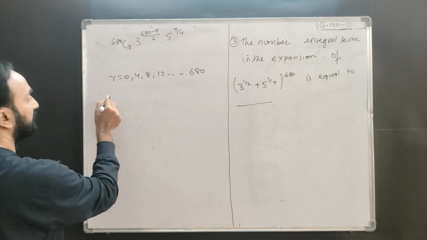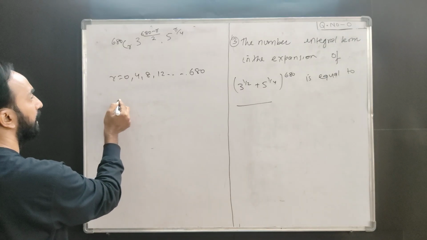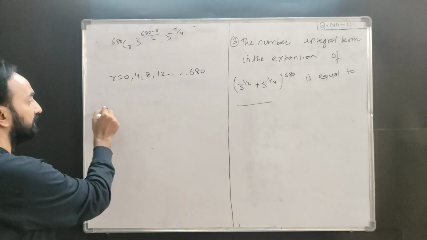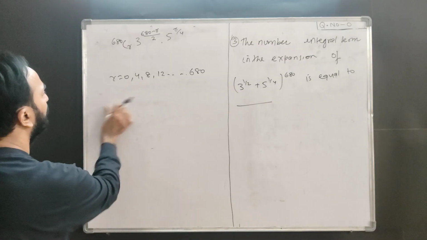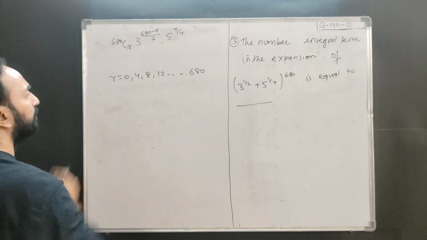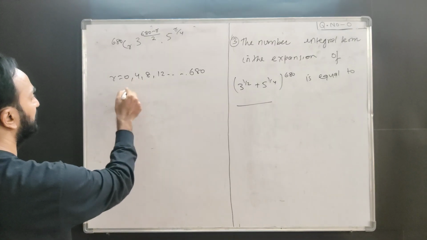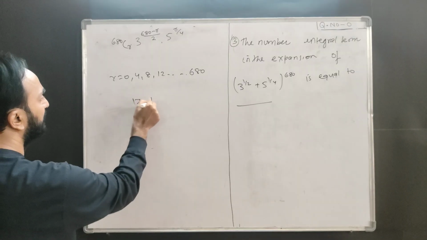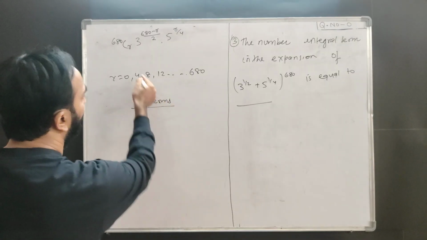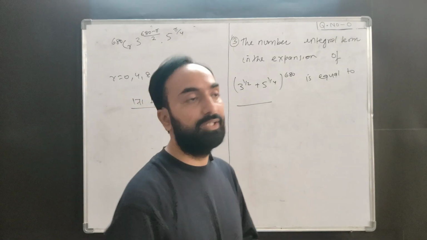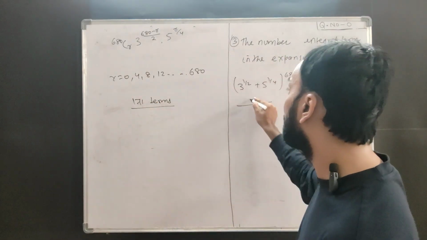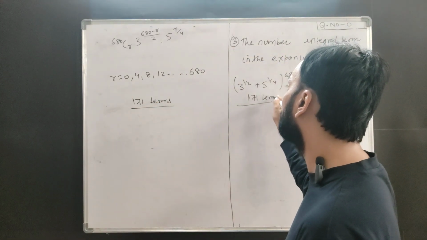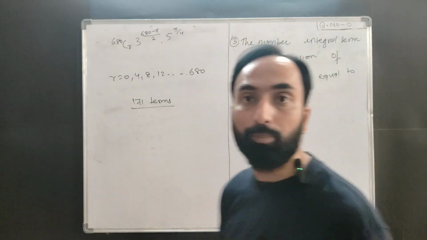So 680 is the total. Directly we can do it now: 17 4s are 68, so 170 terms, and 0 inclusive makes it 171 terms. In the 4 table, 170 into 4 gives 680, and 0 is the inclusive term. So the answer directly will become 171 terms. So this was your problem number 3.